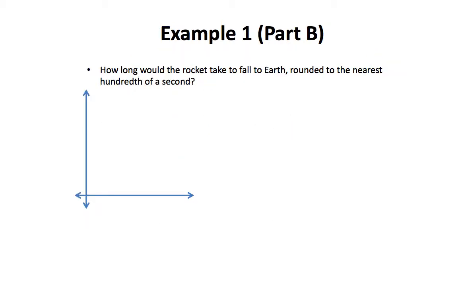In part B, we want to find out how long the rocket would take to fall to Earth, rounded to the nearest hundredth of a second. Before we begin, let's do a rough sketch. If you recall, the rocket is launched from a 3-meter platform, so it is not coming from the origin, it is coming from 3 meters.